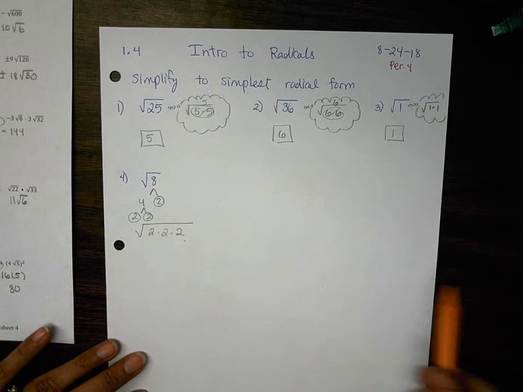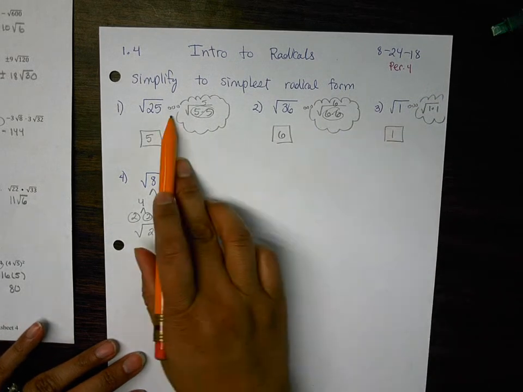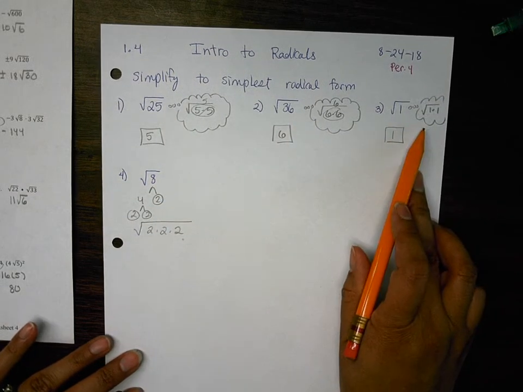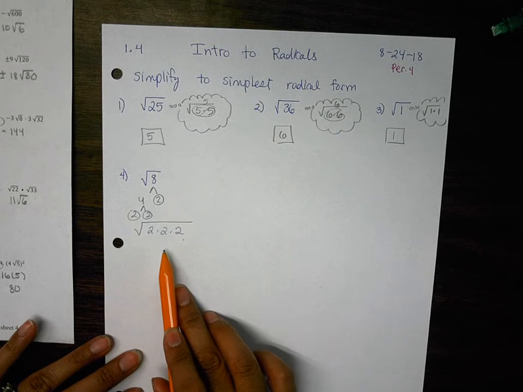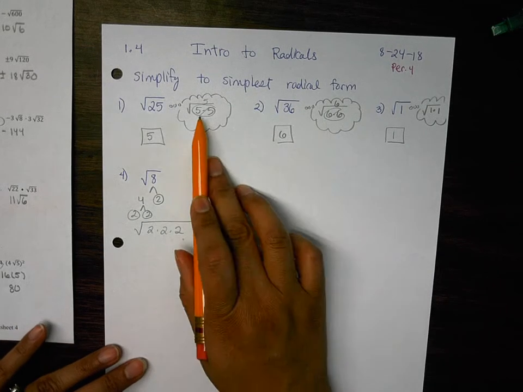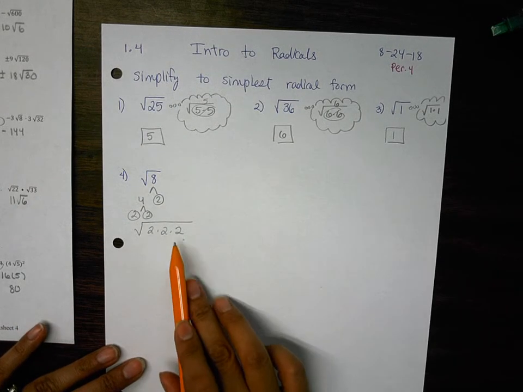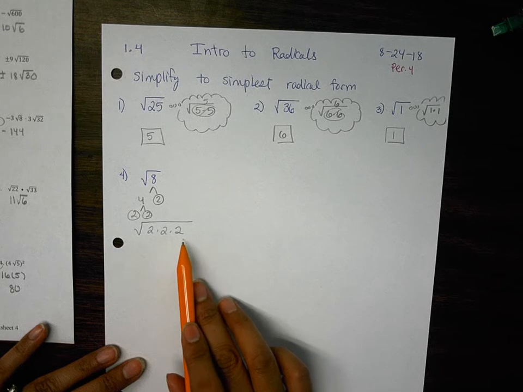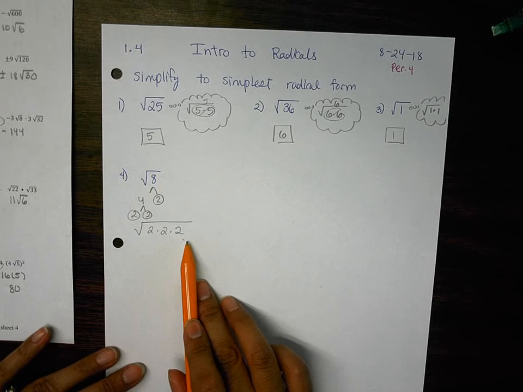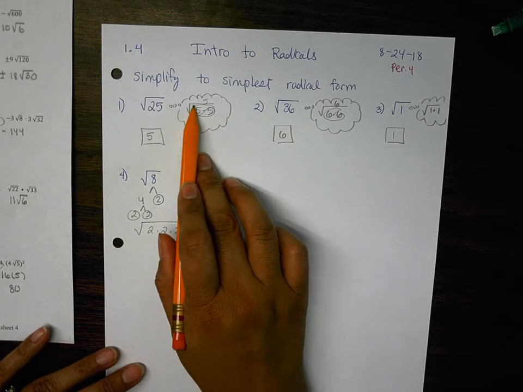I'm going to do the same thing I did up here. I'm going to look for pairs, only now I'm not just going to think it, I'm actually going to write it down. This thought process, I said we don't need to write. Notice it's no longer in a thinking bubble. This we have to write. In order to come out of the radical, I need to have a pair.